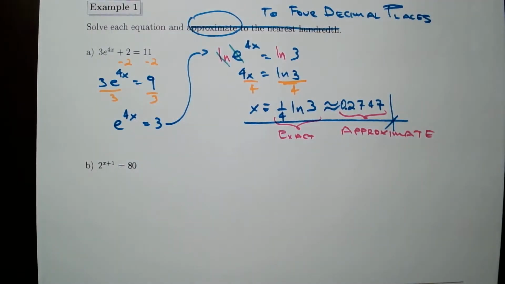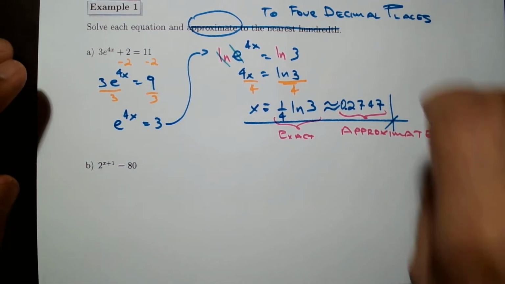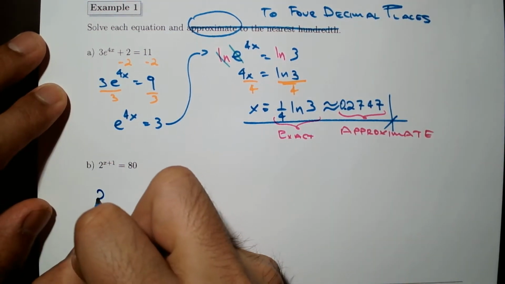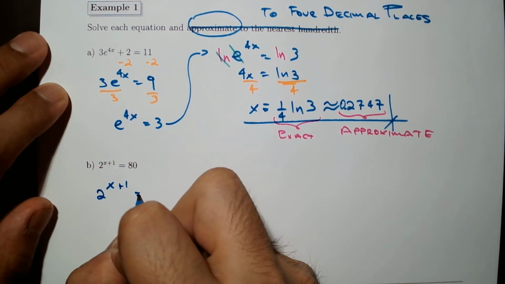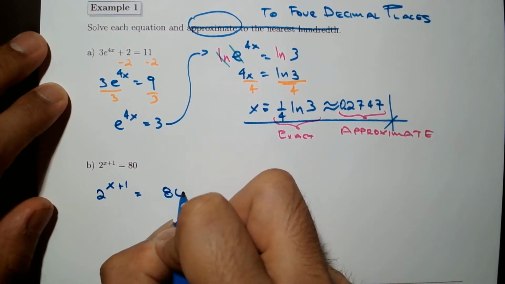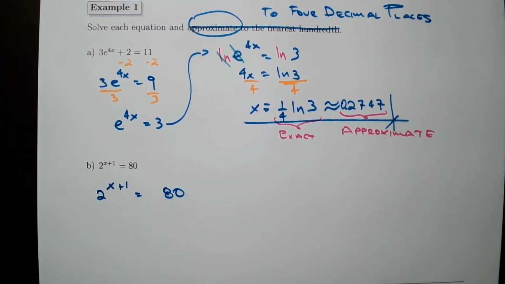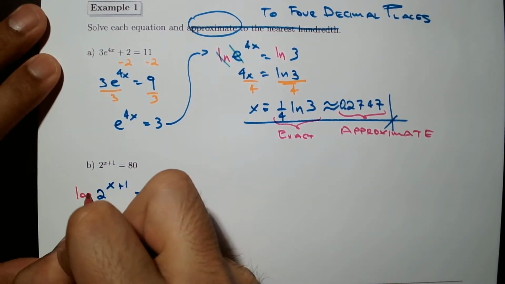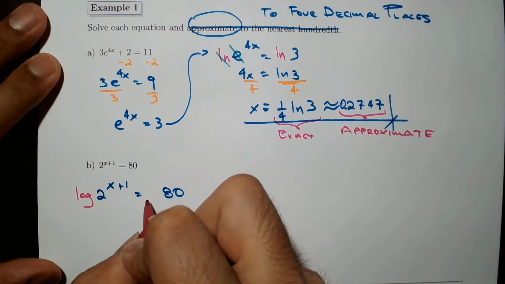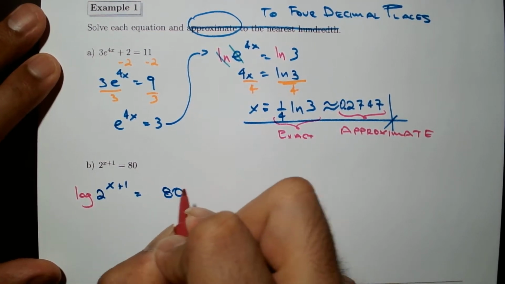However, I'm going to take a different approach when solving this equation. First of all, let me rewrite the equation: 2 to the x plus 1 equals 80. So what I will do is take log, just log, the common log, which is log base 10. Alternatively, you can take ln. You should get the same either way.